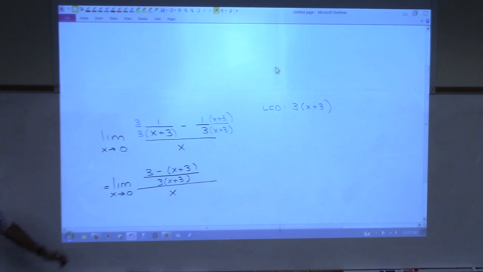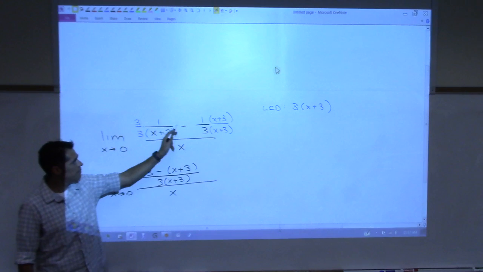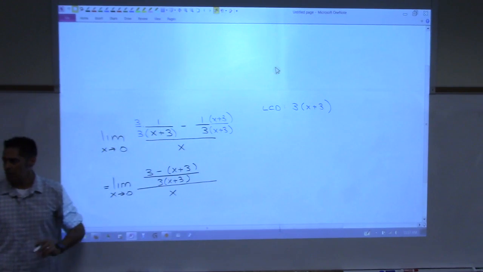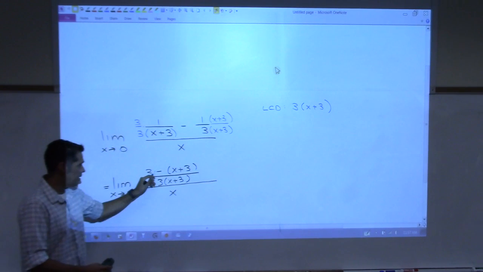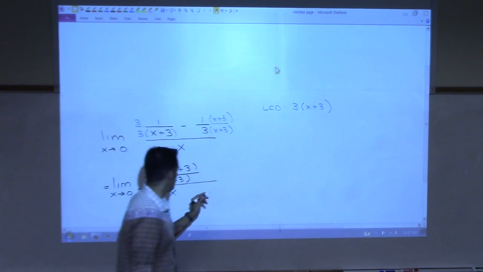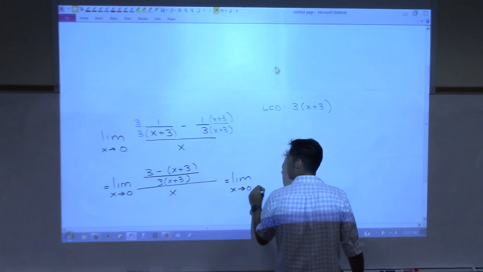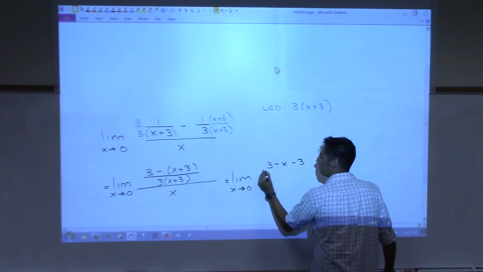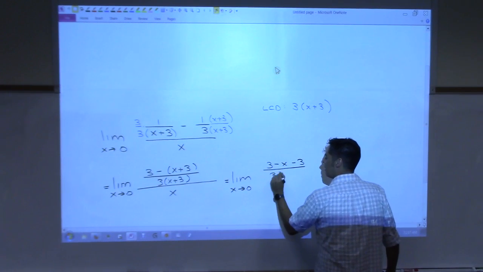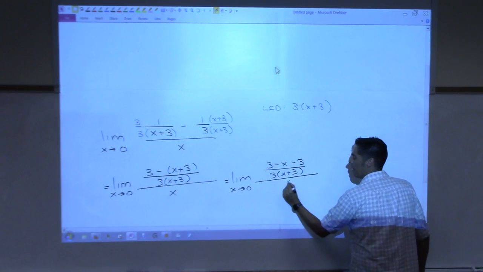All right. Are y'all okay on me putting the numerators together? 3 minus that, right? I left it in parentheses because that negative must distribute through. That negative has to go to both. So I'm going to do that on the next line. 3 minus x minus 3 over 3 times x plus 3. All of that over x.